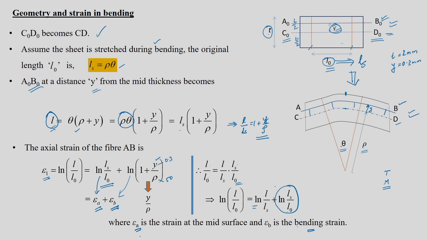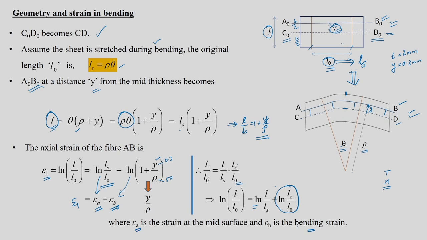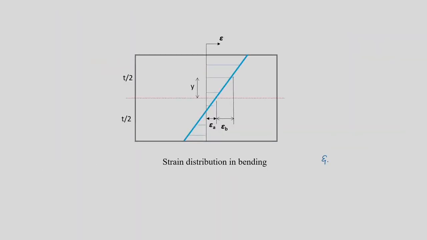Directly you can write it as y by rho. Now, if we plot this epsilon 1 in the thickness direction, it will look like this. You will see that epsilon 1 is nothing but epsilon A plus epsilon B.